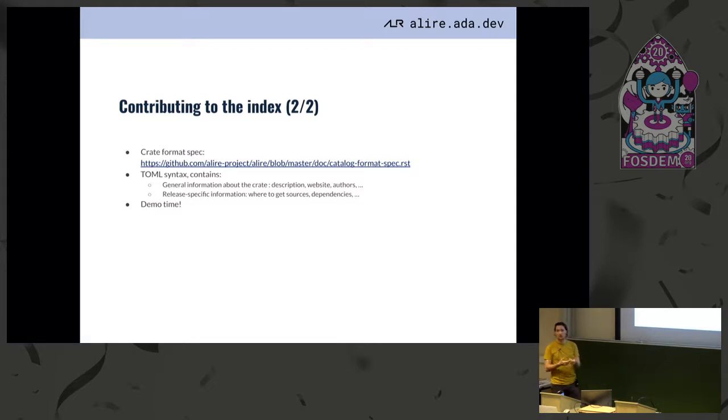Some kind of free proposed text to describe what the project is about. We can put a website. We can give a list of authors. We also have a list of what we call maintainers. When you write a TOML file in Alire, you are a maintainer. You are not necessarily the person who wrote the project, but the person who makes this project available to the outer world.